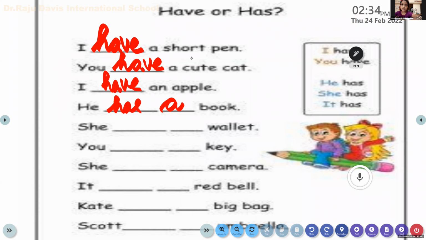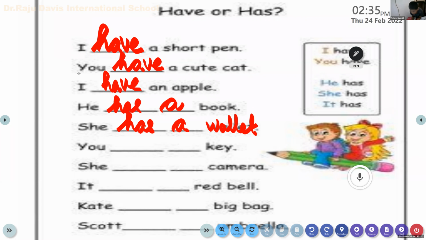Do the next question for me. You have a key. Yes, very good. You have a key. Yes. Aeon, come on, Aeon. Do the next question.